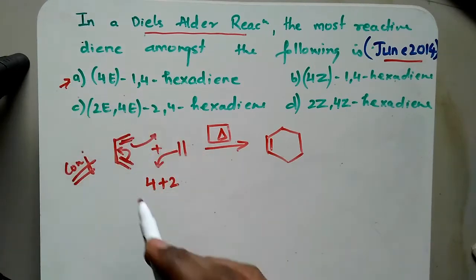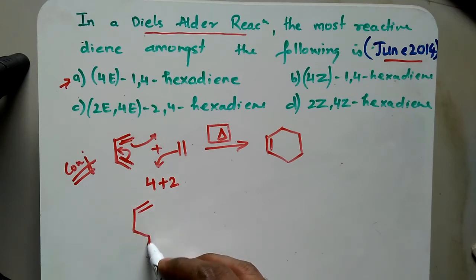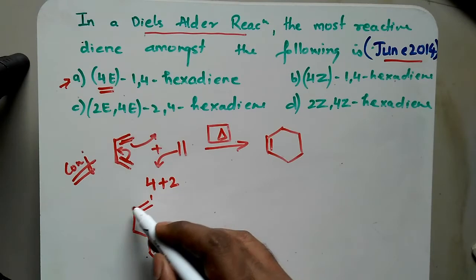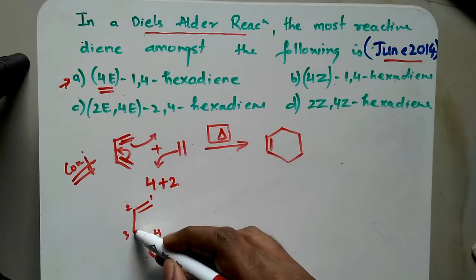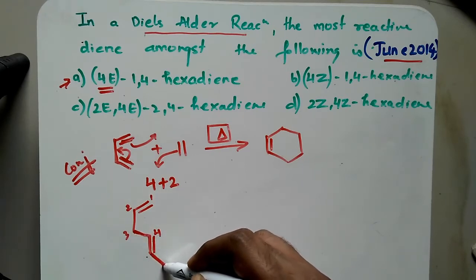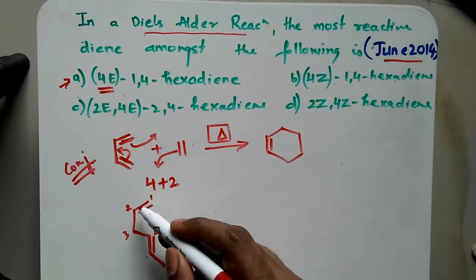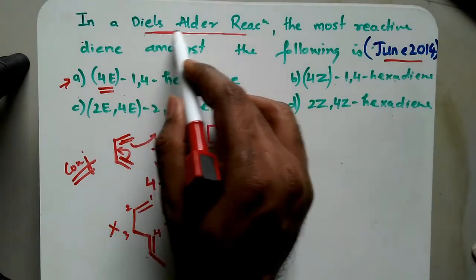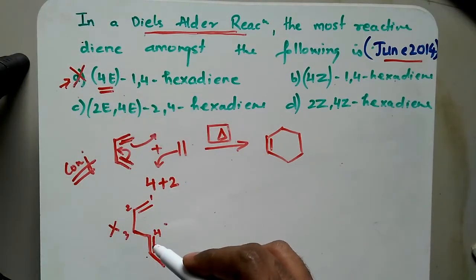Regarding A, if you draw the structure, this can be the structure. Here it is stating 4E, so one position, second, third and the fourth. E means this double bond and these two substituents will be trans. Now, are they conjugated? The first important question, is it conjugated? It is not conjugated, and this will not at all give the Diels Alder reaction. So option A is wrong, because it is not in conjugation.